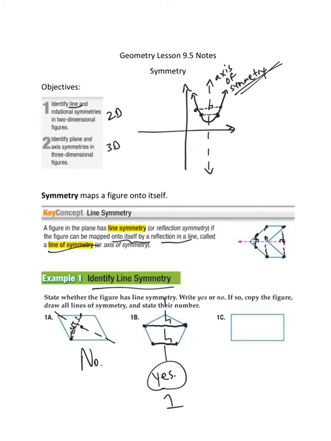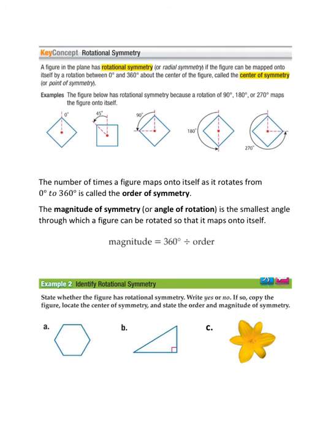Okay, 1C would have two lines of symmetry, a vertical and horizontal there. So yes, it would have it, and it would have two lines of symmetry. All right, continue.